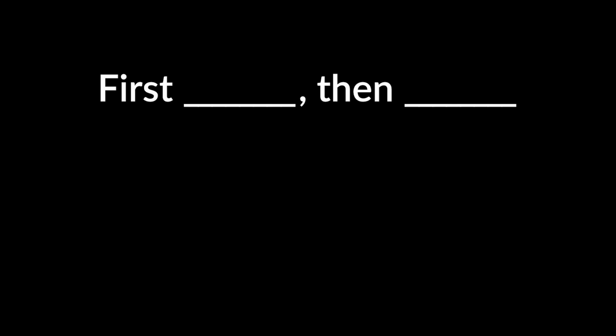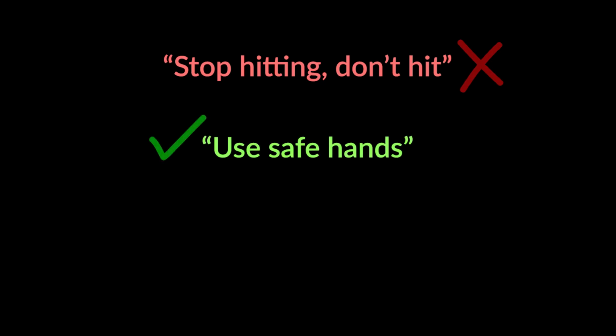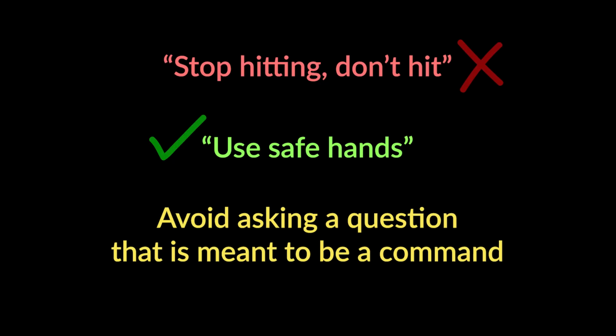In addition to utilizing first then language, it is helpful to use do statements rather than don't statements. By using a do statement, we are providing an individual with the behavior that is expected rather than the behavior that we do not want to see. For example, instead of saying, stop hitting, don't hit, we instead say, use safe hands. It is also helpful to avoid asking a question when something is really a command. This is something that might not come naturally to many of us.